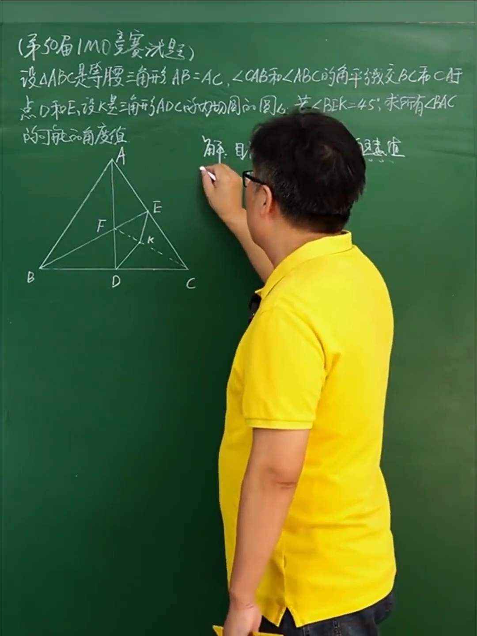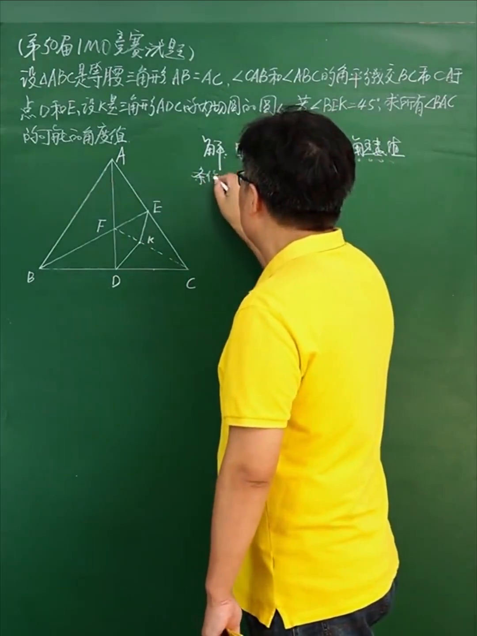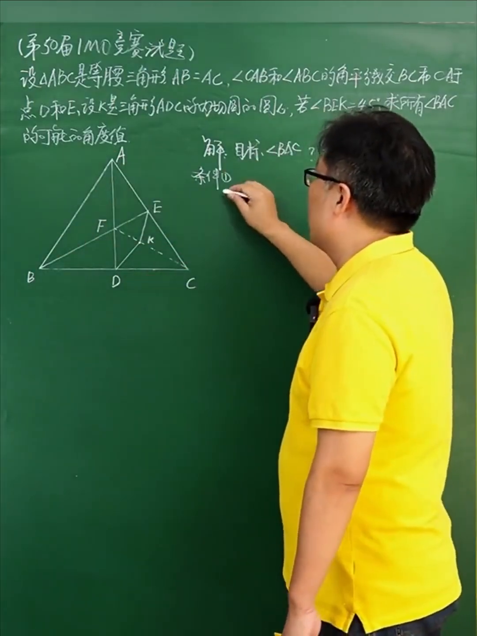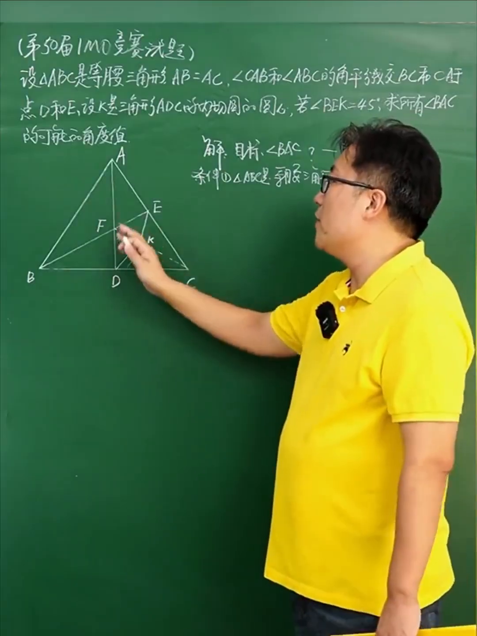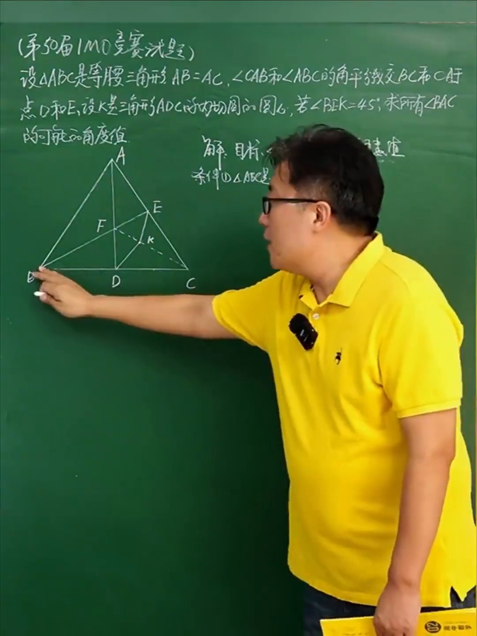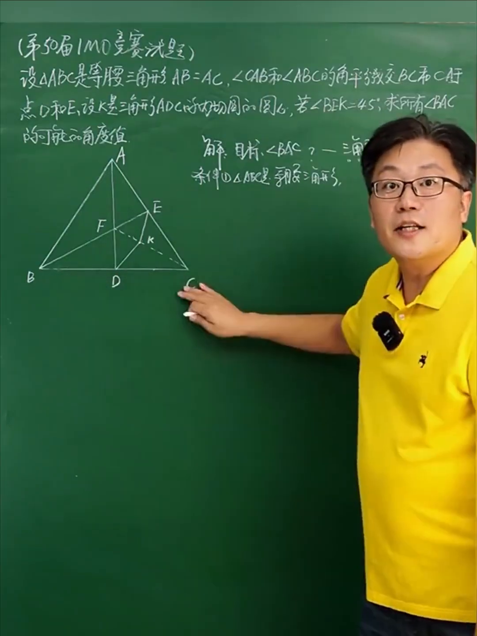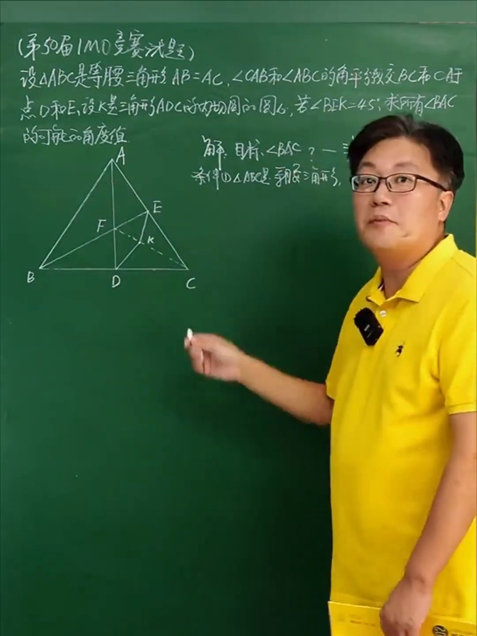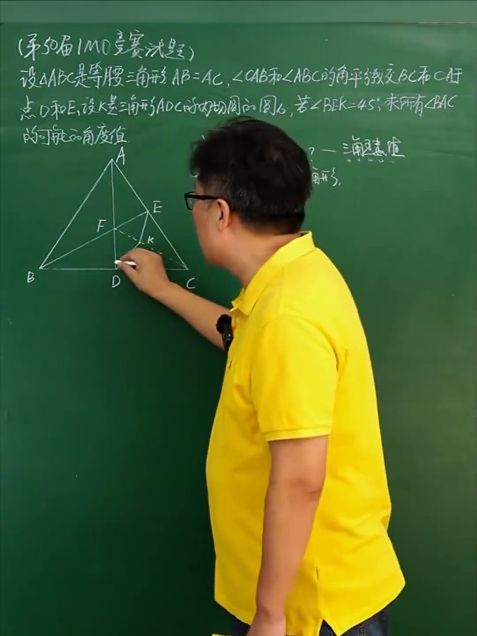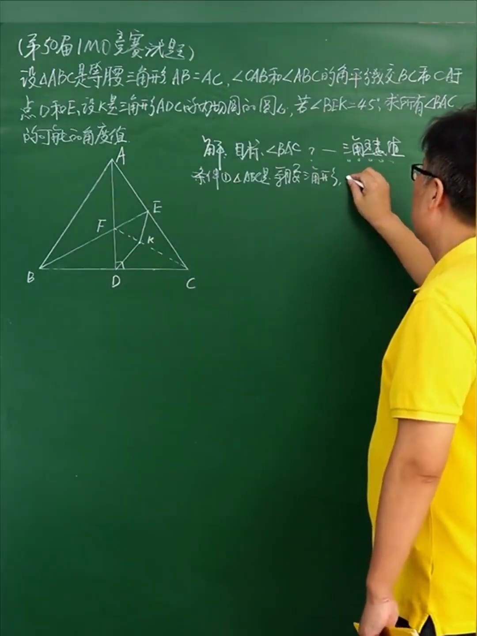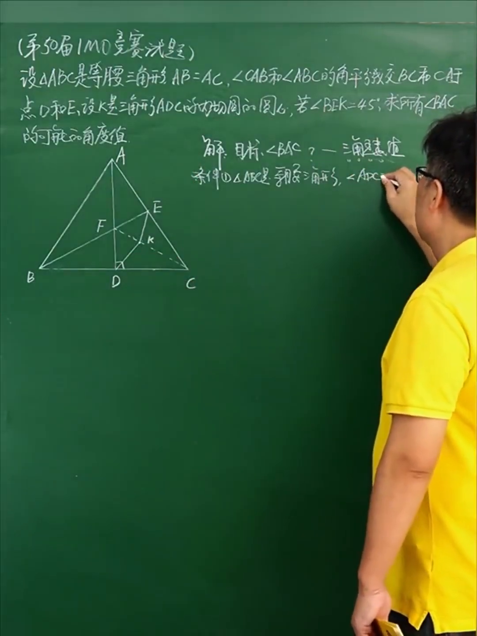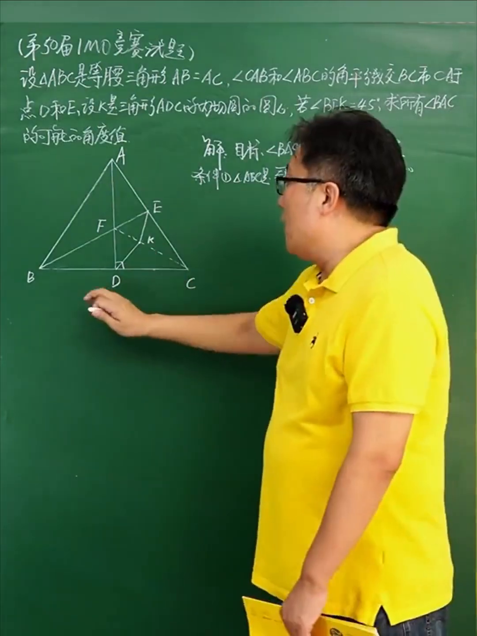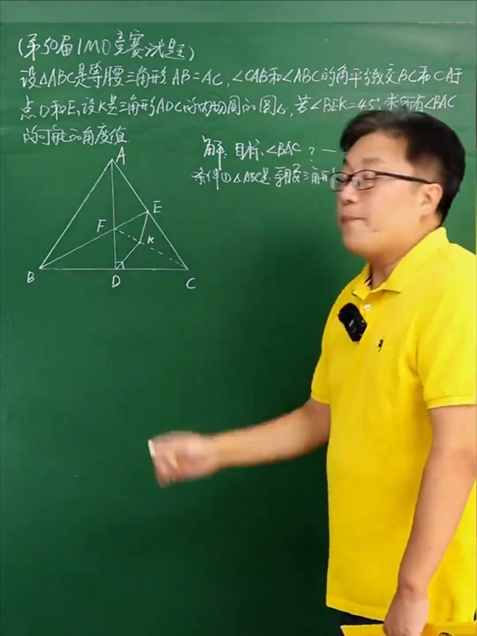Based on the information given in the problem, that is, the conditions we're given, let's look at condition 1. Triangle ABC is an isosceles triangle. So, the angle bisector AD is definitely the perpendicular bisector of the base. In an isosceles triangle, it's both the angle bisector and the perpendicular bisector of the base. Therefore, it's easy to see that this angle is 90 degrees, so angle ADC equals 90 degrees. This is derived from the information given in the problem.